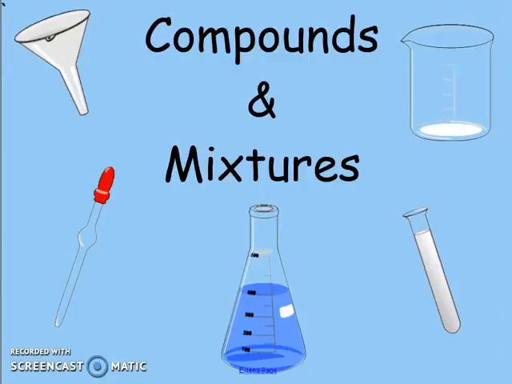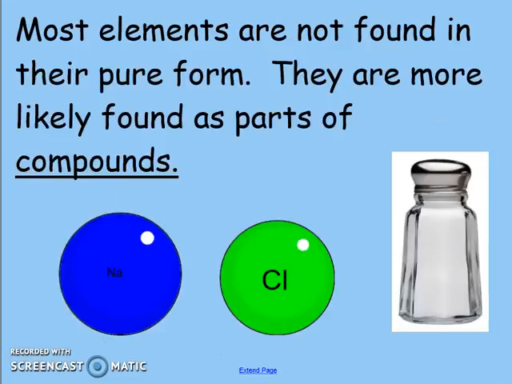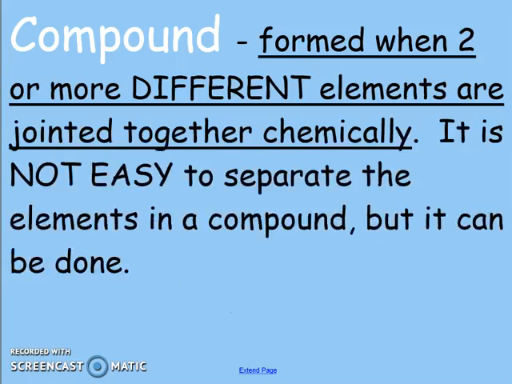Okay, so today we're going to talk about compounds and mixtures and how they are different from elements. Most elements that we see on the periodic table are not found in their pure form. That means they're going to be combined with other elements, and most likely they're going to be found as a compound. For example, NaCl is sodium and chlorine, which makes up salt. A compound is formed when you have two or more different elements that are joined together chemically. It's not easy to separate elements in a compound, but it can be done.